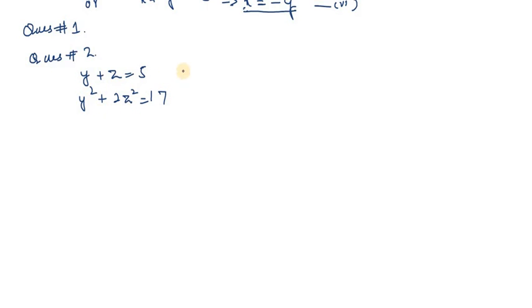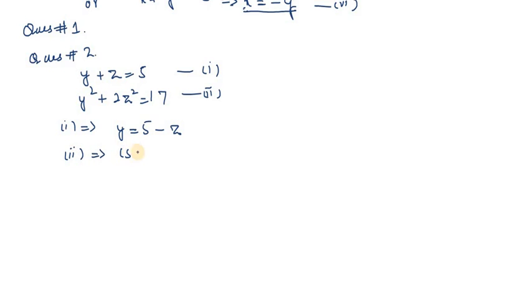Here we perform a similar action: equation number 1, equation number 2. From equation number 1 we get the value of, let's suppose, y: y is equals to 5 minus z, and put this value of y in equation number 2.